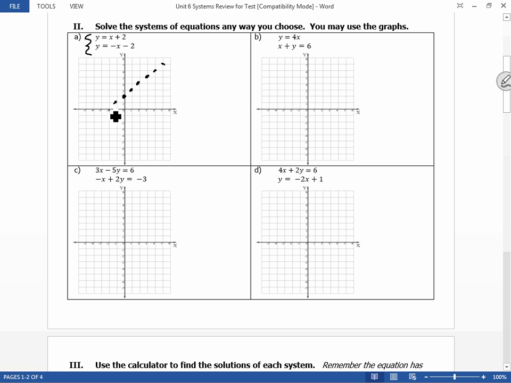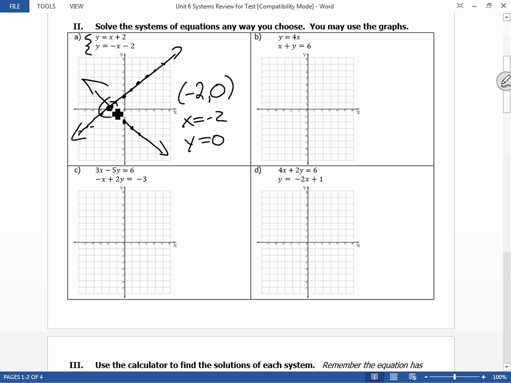And so I will get a line that looks like that. For the second equation, the y-intercept is negative 2 and the slope is negative 1. So I get a line that looks like that. And so they intersect at negative 2, 0. Or if you're used to writing it this way, that's fine as well, because they intersect right there.